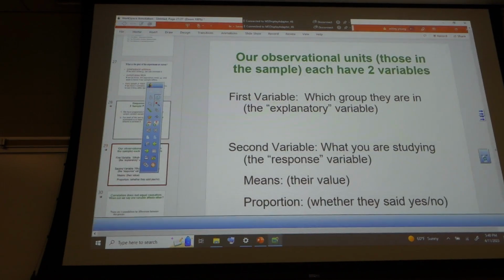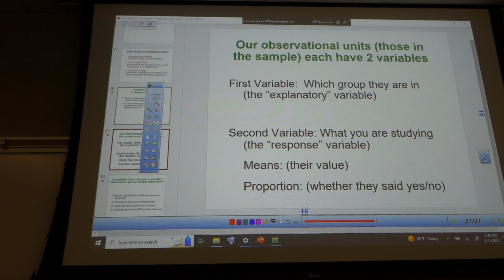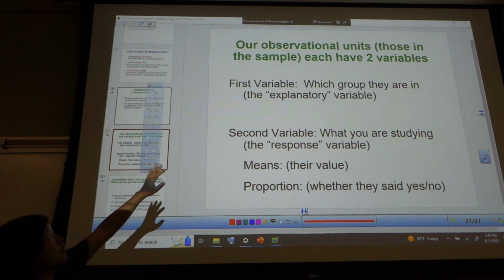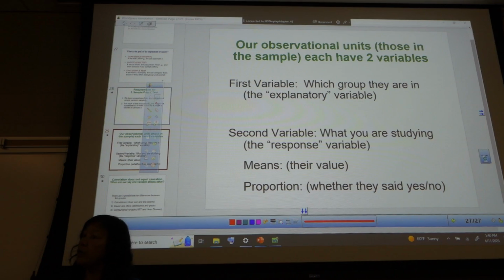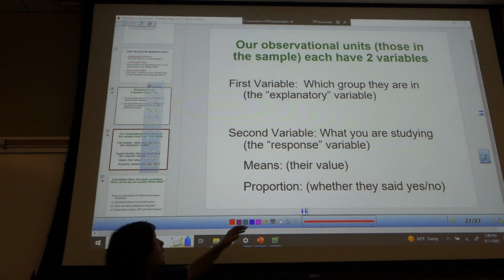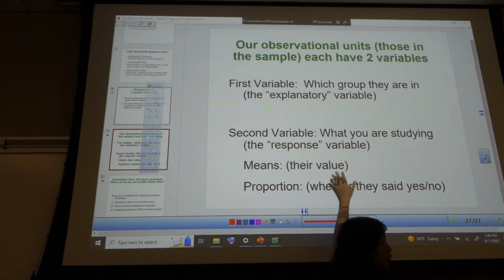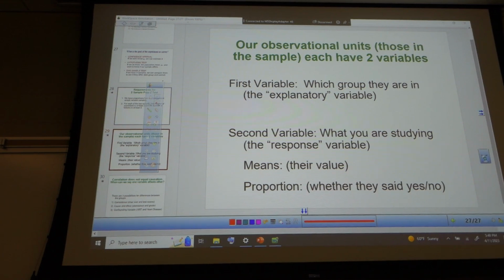Okay, so this is a little bit more complicated because now we have 2 groups. So now we know 2 things about each observational unit. 2 variables. First is what group they're in. The second thing we know is whatever the variable is that we're studying. So kind of the response variable.